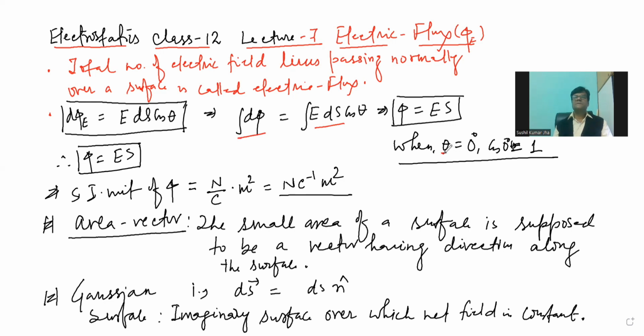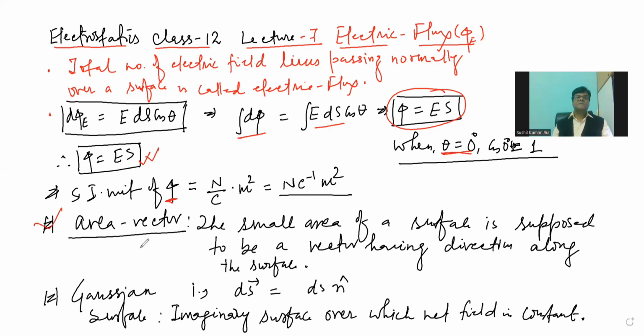And because it is passing normally, the angle between surface area and electric field is 0. So cos 0 is 1. Thus we get phi is equal to E into ds, or E into S. So this becomes the formula. So let us find the SI unit of electric flux. Electric field would be Newton divided by Coulomb, into S per meter square. So Newton Coulomb inverse meter square.